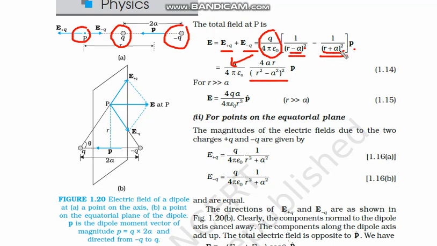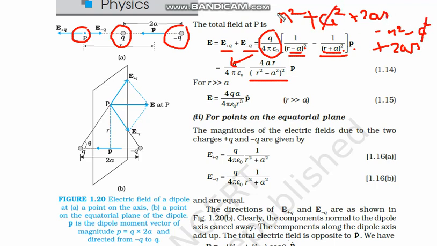how do you get this 4ar? So when you solve this, this side is r square plus a square plus 2ar, from (r plus a) whole square. This side it is minus, so (r minus a) square in negative, so that means minus r square minus a square, and minus minus becomes positive, so plus 2ar. So this cancels out, this cancels out, the remaining thing is 2ar, and 2ar plus 2ar is 4ar. So this is the formula.